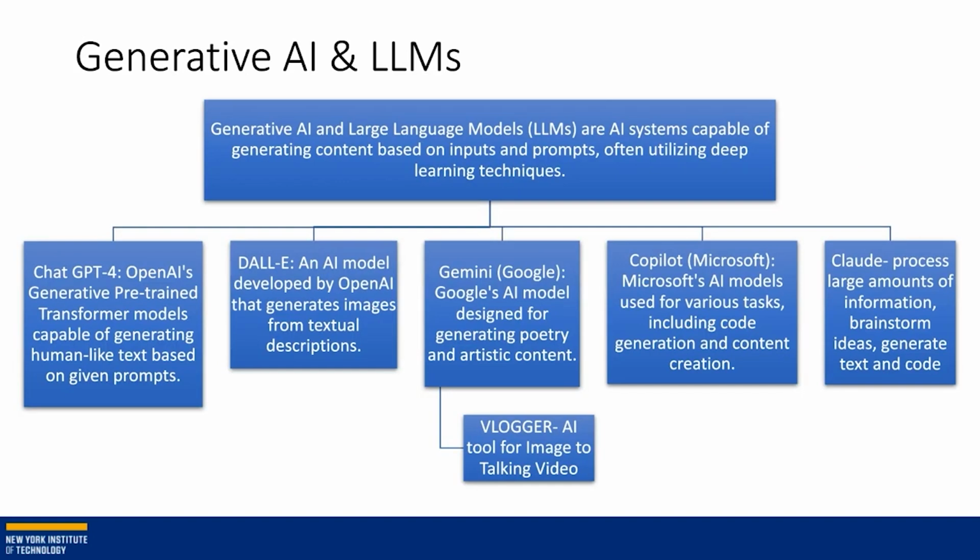Generative AI and large language models are the AI systems capable of generating content based on inputs and prompts, often utilizing deep learning techniques. So a few examples of these would be ChatGPT 4, Dolly, Gemini, which is Google. Google also has a vlogger tool, Copilot, as well as Claude. Every single day, it seems like there's a new generative AI tool coming out into the universe of applications available to us. So there's definitely been more and more generative AI tools created out there.